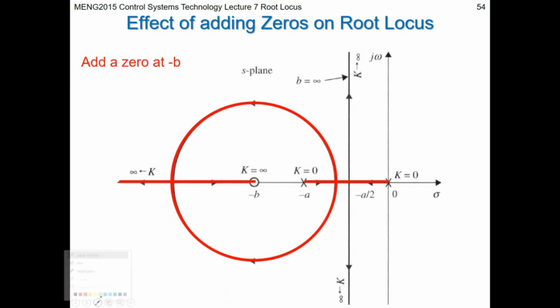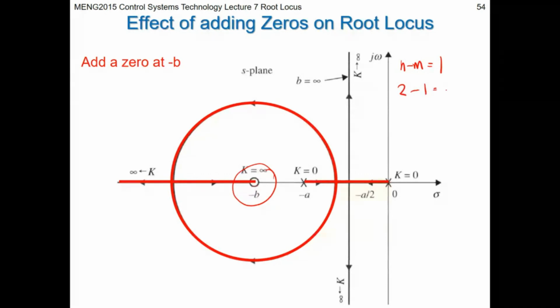What we've done with this one is, of course, we've got rid of our complex conjugate closed loop poles, and now we've added a real zero at minus B. This one's always a fun one. So now we've got our original pair of poles at 0 and minus A, and now we've added a zero at minus B. So now n minus m equals 1. Right, so we only have one asymptote. Our n is the number of poles, m is the number of zeros. Now we have 2 poles and 1 zero, so we have one asymptote.